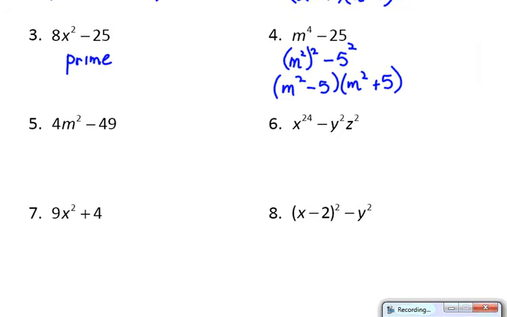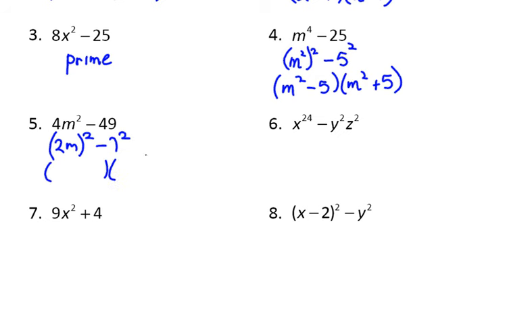Number 5, I've got 4m squared, so that's going to be a 2 and an m raised to the second power. So 2 times 2 is 4, m times m is m squared, minus 7 squared. So when I factor it, it's going to be 2m minus 7 and 2m plus 7.